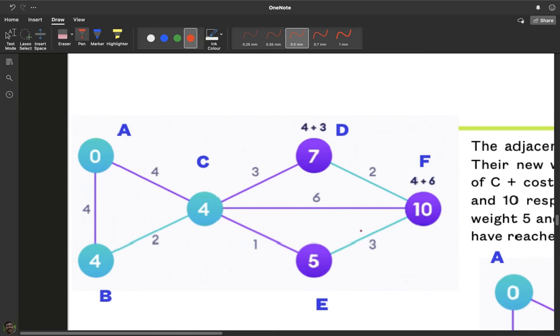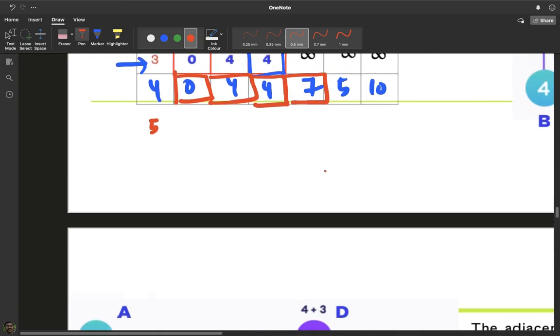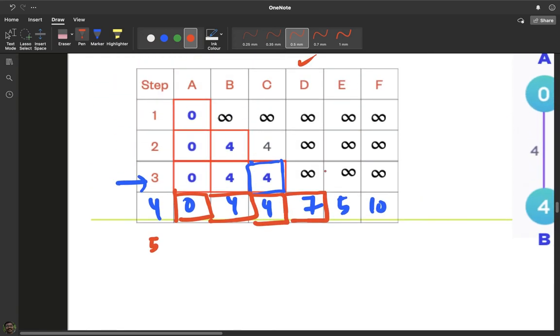Okay, so let us try to improve it again. What will be the new weight of F now? So we have reached, just a second, okay, it is wrong here, I just made a mistake.